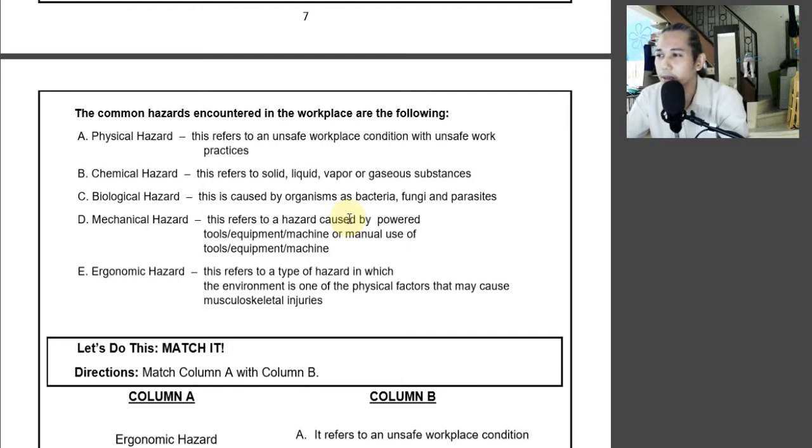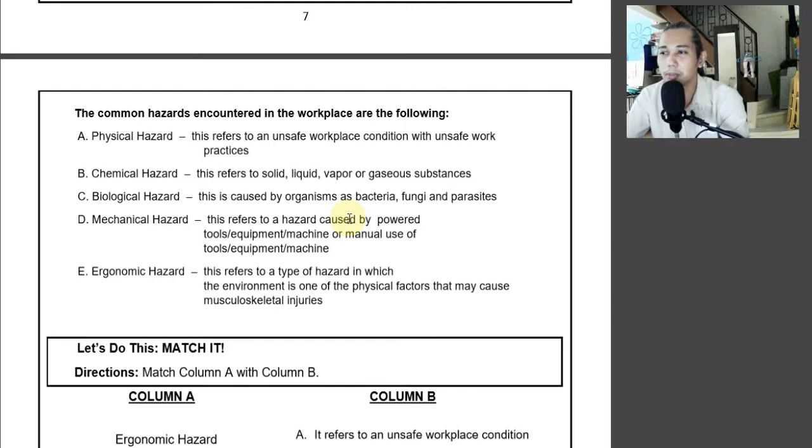So biological hazard is caused by organism of bacteria, fungi, and parasite. So there are many things about when we talk about biological hazard. It can be also sickness. Halimbawa, sipon, ubo, yan. Naubuhan ka ng inyong coworker. So mahahawa ka na. That's also what we call biological hazard.